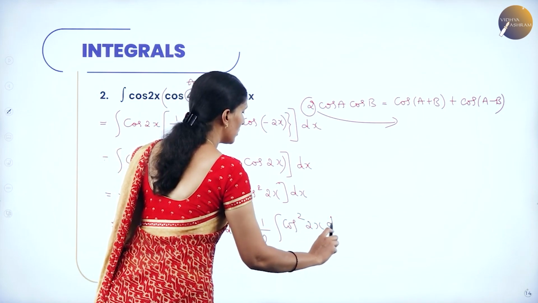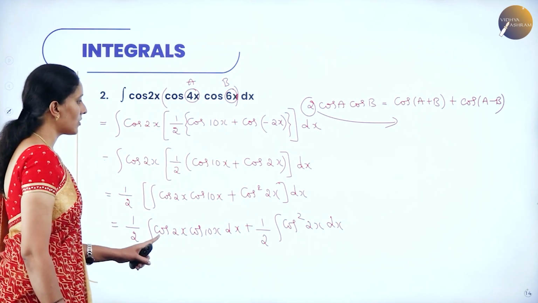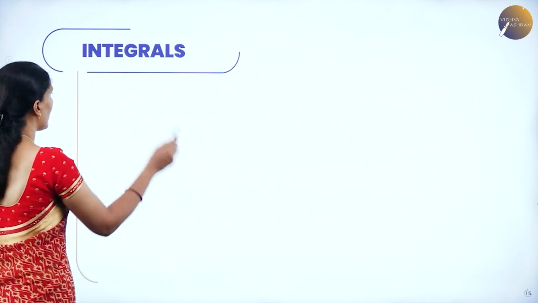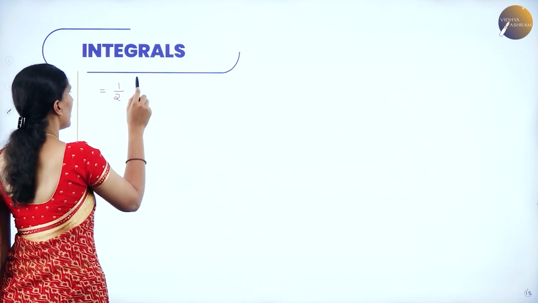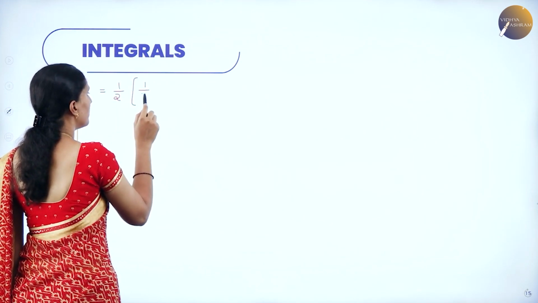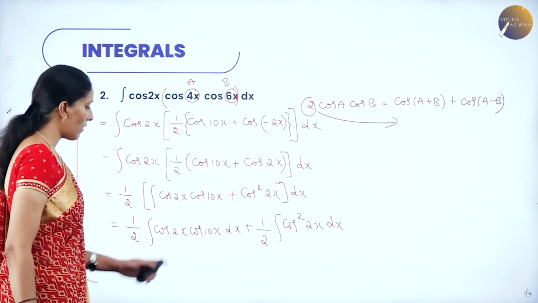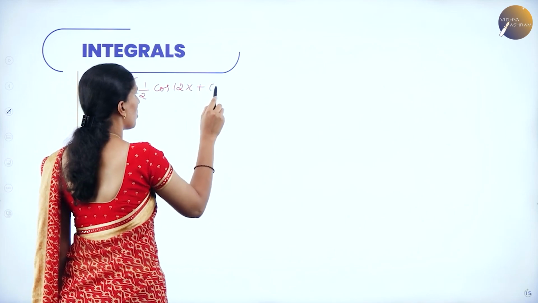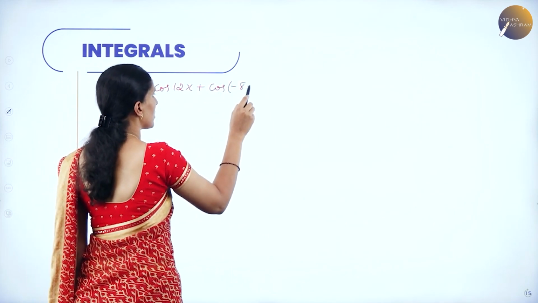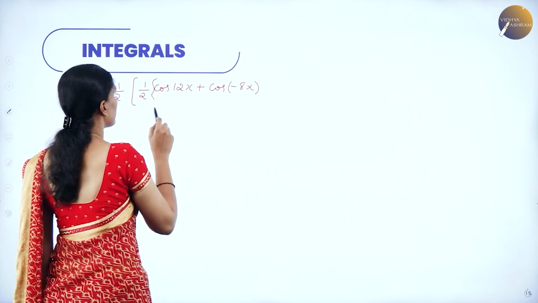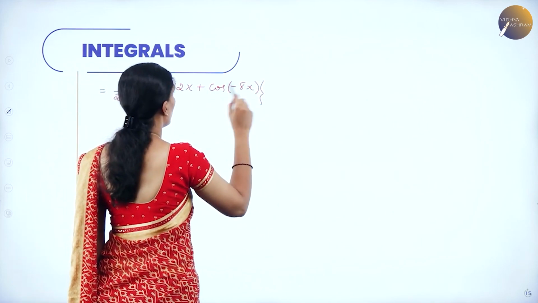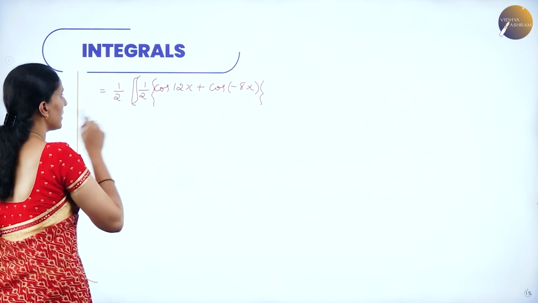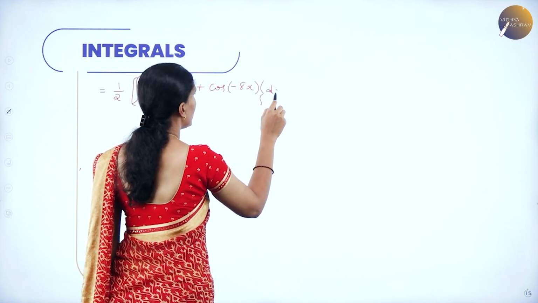Again we can apply the transformation formula of cos(a plus b) and cos(a minus b). So here I can get half into half cos of, so here we have 2x and 10x, so that it becomes cos 12x plus cos of minus 8x, and here we have the integral with respect to dx.